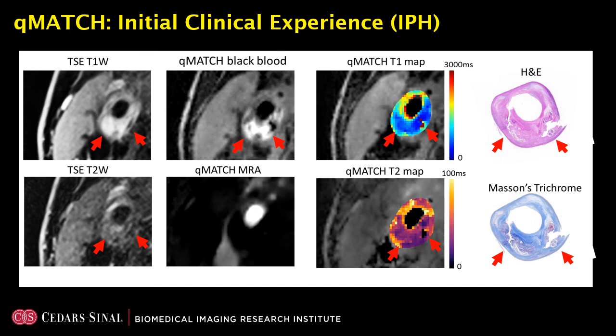This is a different example. This patient has IPH, as confirmed by histology, and on the QMesh T1 map, the region within the plaque has a very short T1 at 400 milliseconds, and the T2 was at 30 milliseconds.